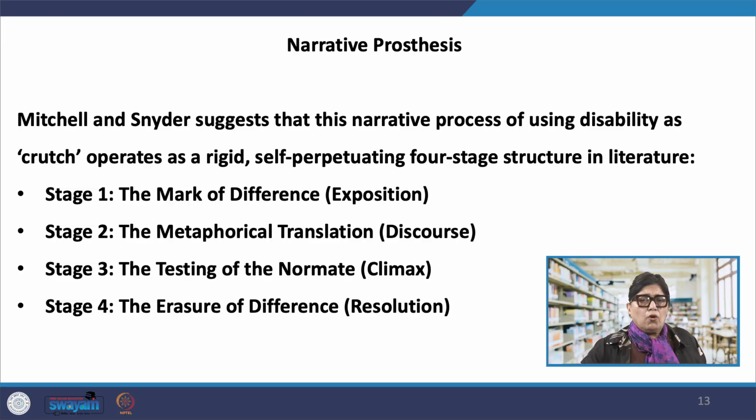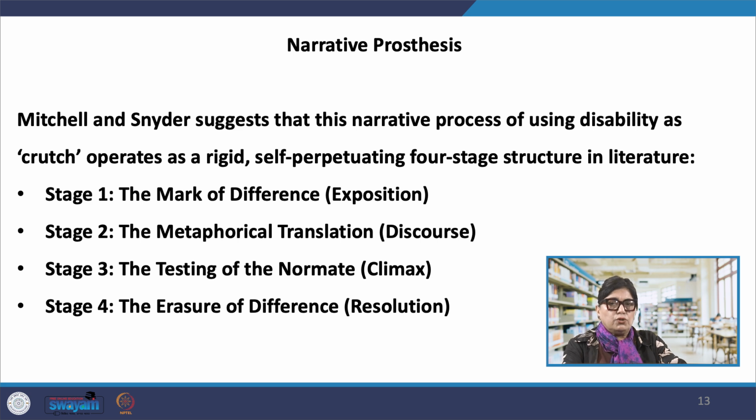In literature, authors do not write disabled characters to explore their actual lived realities. Instead, they use disability as an opportunistic, metaphorical device, a crutch, to give their plot immediate dramatic weight, shock value, or moral imagery. According to Mitchell and Snyder, this narrative process operates as a rigid, self-perpetuating four-stage structure in literature. So, stage one, the mark of difference, exposition.